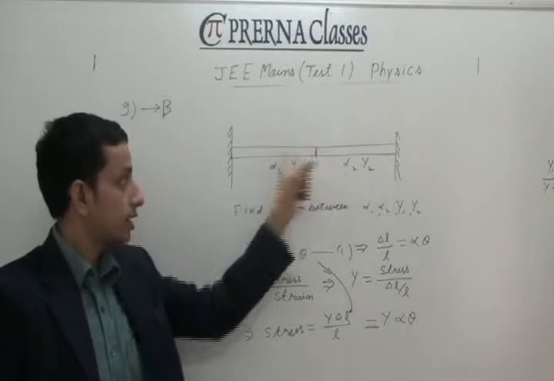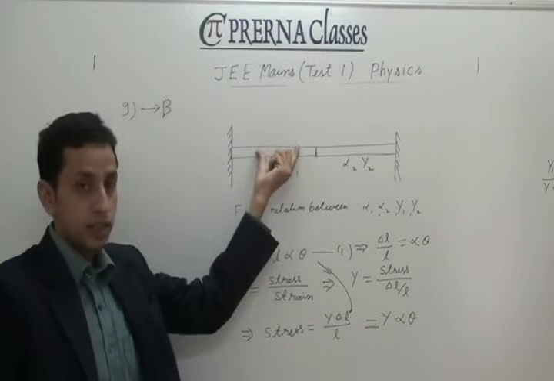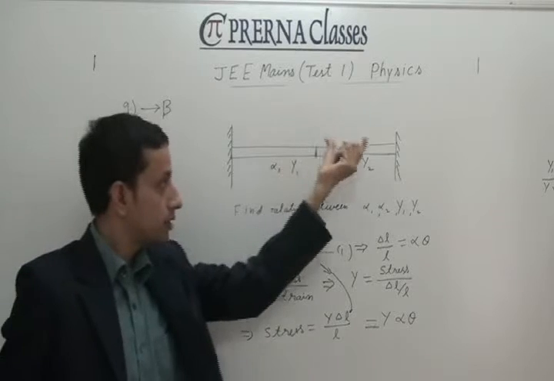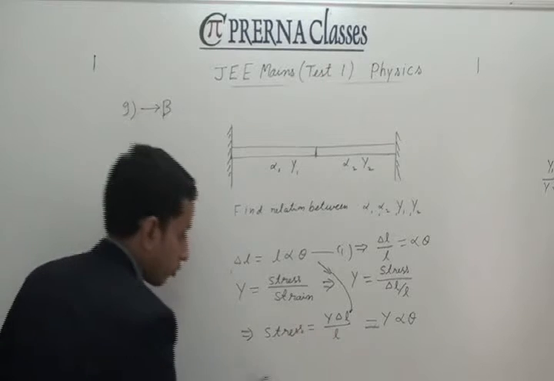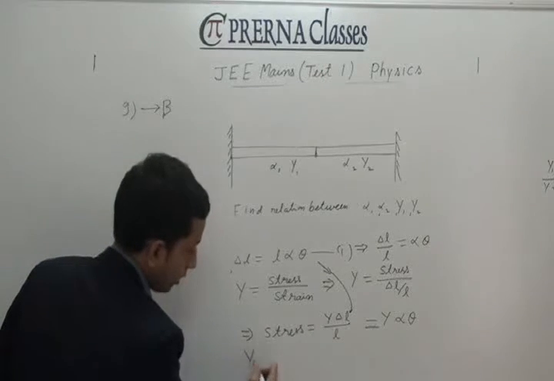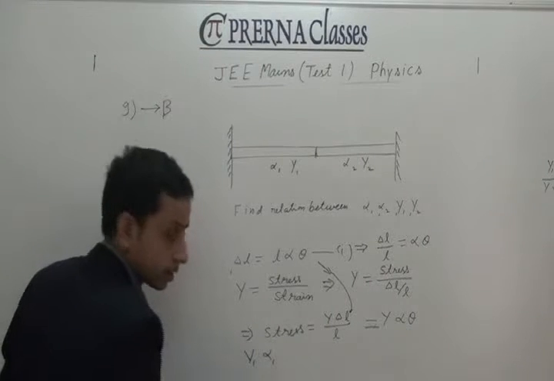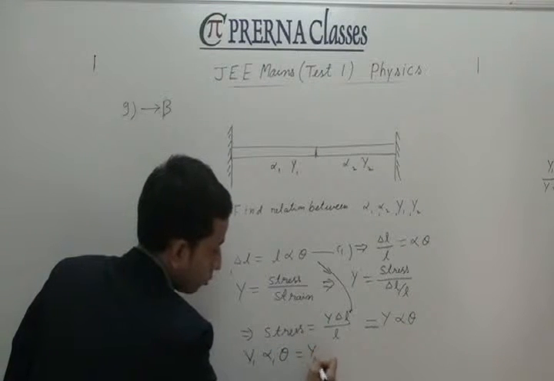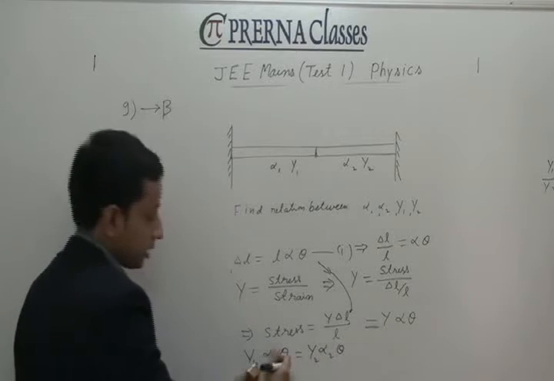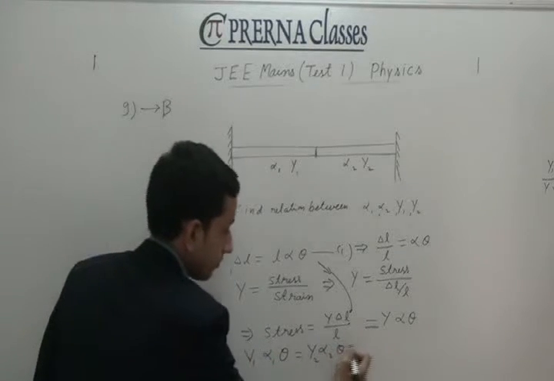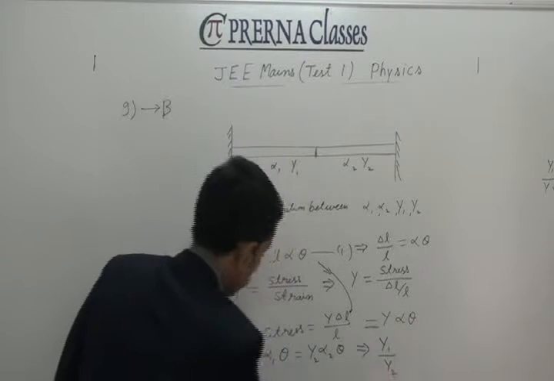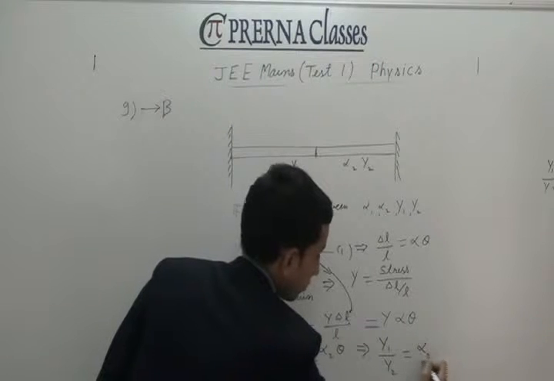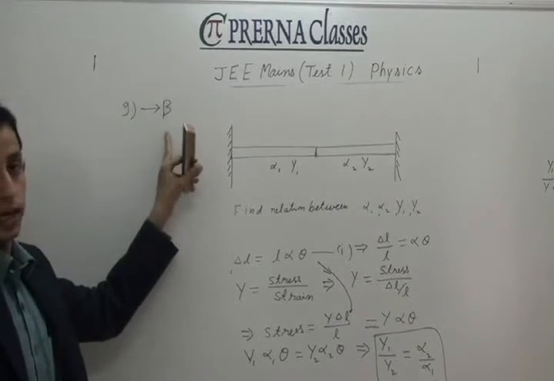Now these two rods are connected in series. Whatever thermal stress will develop in first rod, that will be same for second rod. Both rods will have same thermal stress. So for two rods we can write Y1 alpha 1 theta, Y2 alpha 2 theta, since the stress developed in both rods are same. And finally we can write Y1 by Y2 equal to alpha 2 by alpha 1, which is the second option, B.